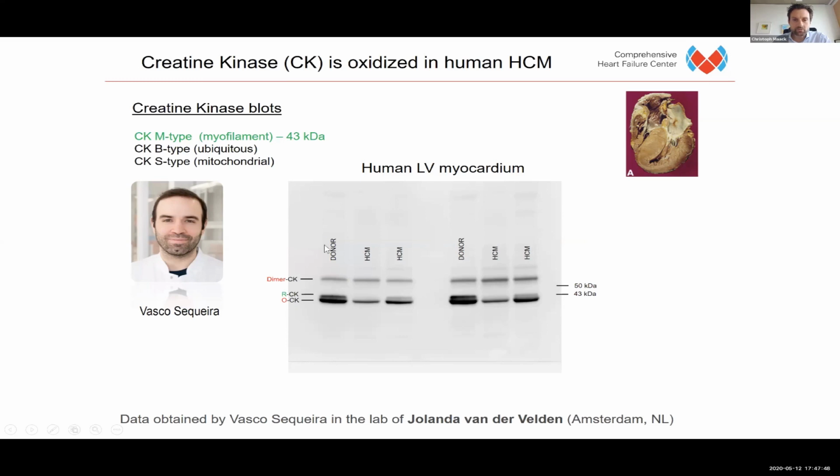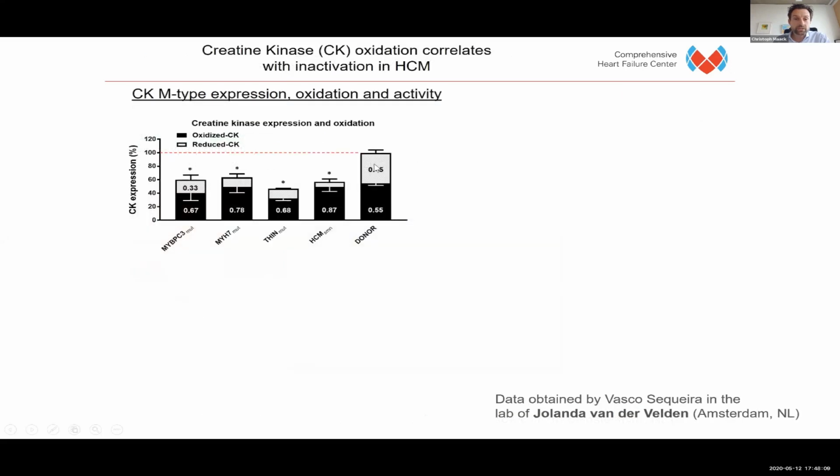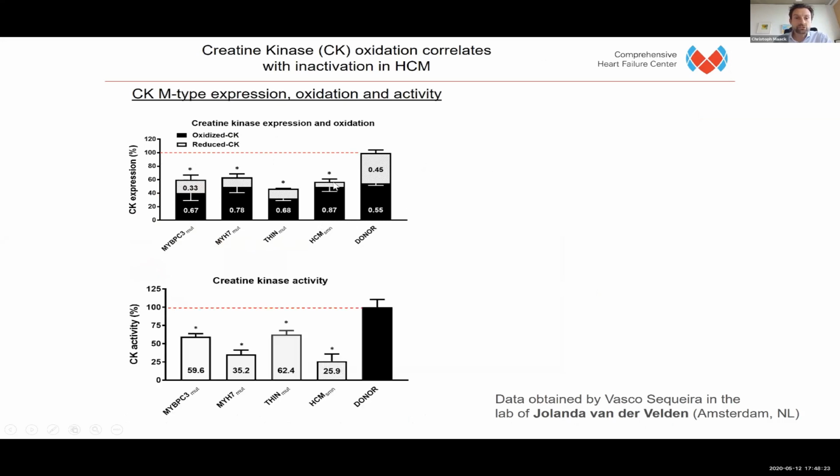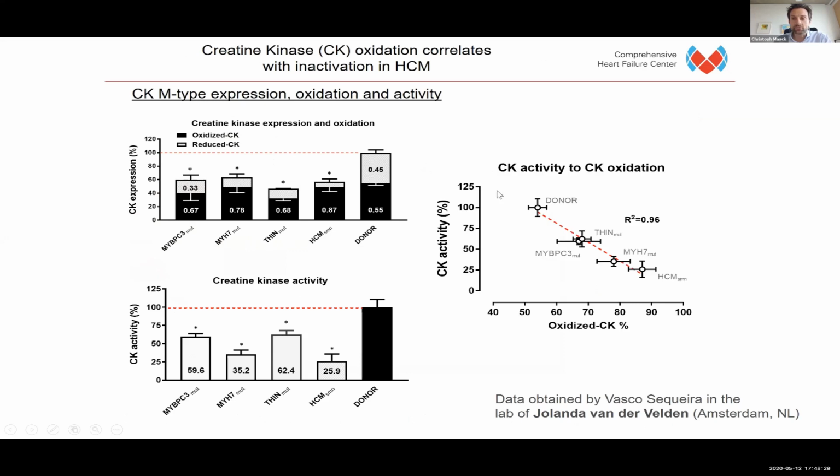when you make Western blots with creatine kinase, you see two bands, and the lower band is an oxidized one and the upper band is a reduced one. And what he observed is that there was a substantial reduction of the reduced CK, in other words, an oxidation of creatine kinase. And this is the quantification compared to healthy donors: there is more oxidation, irrespective of the most important mutations. And this oxidation of creatine kinase correlated with a decrease in its kinase activity, which you see plotted here.